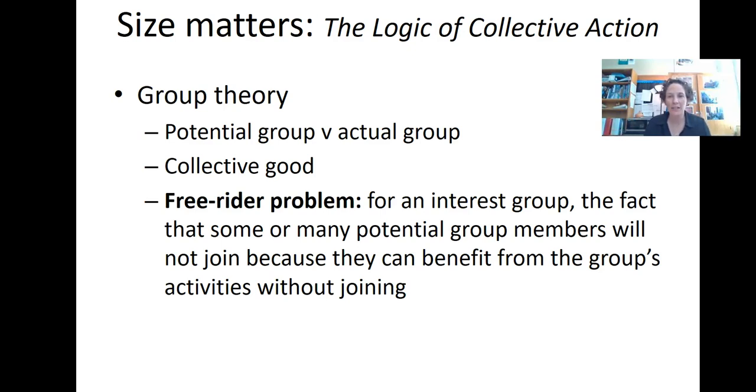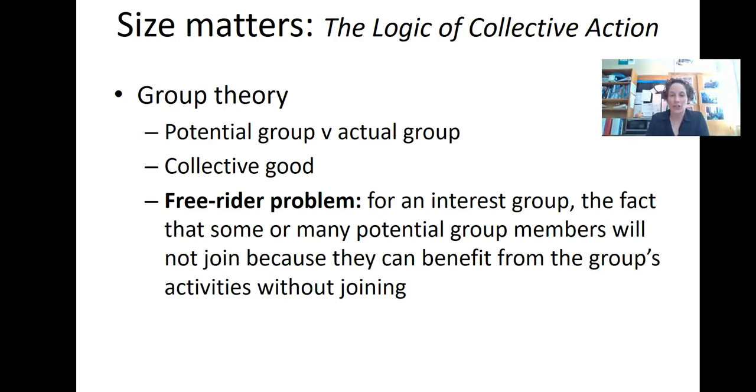But if the AFL-CIO goes out and actually secures a higher minimum wage for all low-paid workers, they all benefit, even though not all of them were members of that interest group. So the potential group is everyone who would benefit from the collective good that an interest group is fighting for. The actual group are the people who have memberships and pay dues into it.